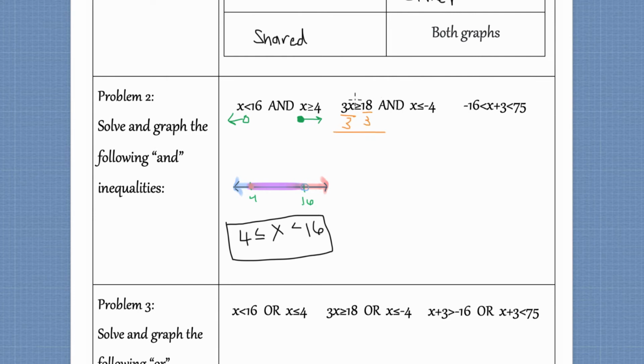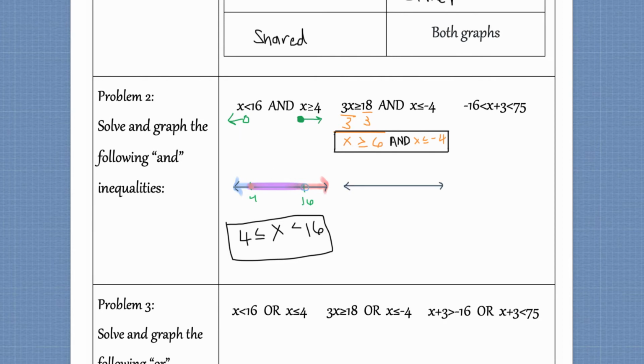And I'm going to get 3x over 3 gives me just x, which is going to be greater than or equal to 18 over 3, which is 6. And so my new compound inequality is going to end up being x is greater than or equal to 6 and x is less than or equal to -4. And so now we're going to graph this new compound inequality. So let's say I have my number line again right here, and I'm going to graph it on here.